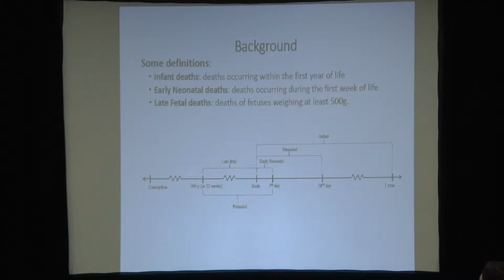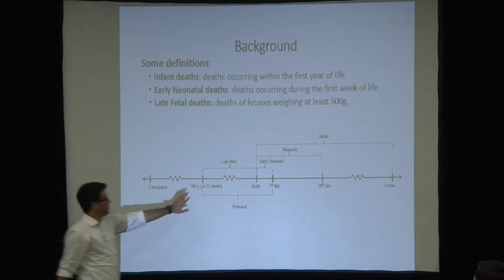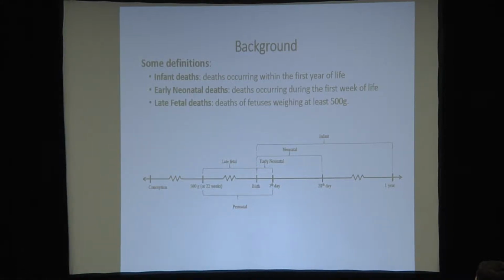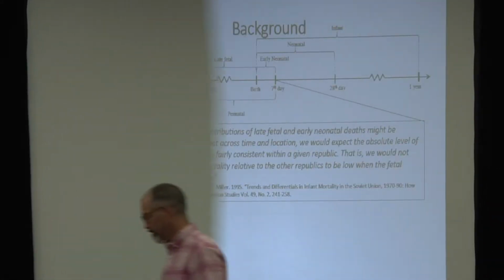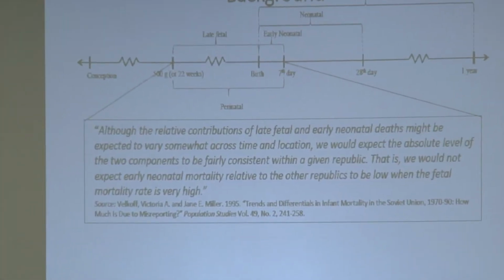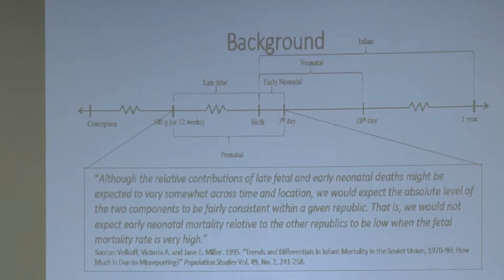So basically the periods that I'm talking about that you should focus on would be these periods, early neonatal and late fetal. Now, if there's something that I need you to remember from this presentation, or at least at this point of the presentation, it is the following fact. And I quote a study here by Volkov and Miller in 1995 in Population Studies, that basically the late fetal deaths, the one on the left there, and the early neonatal deaths are very close to each other. In other words, we should see that both indicators are very close to each other.